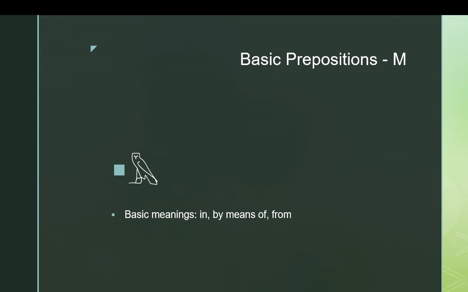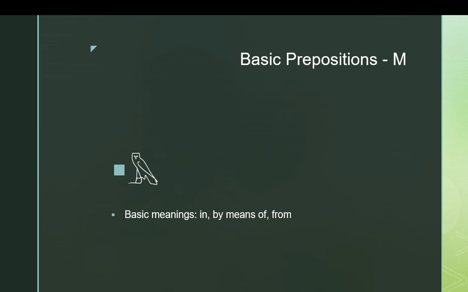The first one of those is M. It's this little owl, just the letter M. It has the basic meaning of in. It can also mean by means of, like with a tool, something like that. Or it can sometimes mean from, but 90% of the time it means in when it's being used as a preposition.